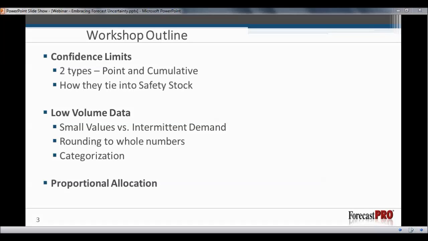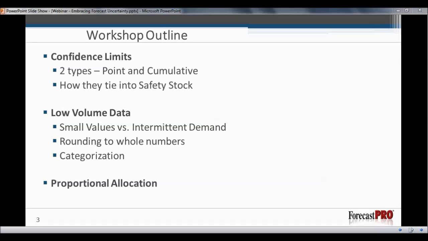And a lot of these items I would need to use my safety stock or my confidence limits to produce. We also showed how we could do either rounding to whole numbers, which especially with low volume data becomes critically important, or we can talk about categorization, where we want to do certain A items versus C items. Do we want to do make to order versus make to stock? And how do we do those kinds of things? And then finally, we talked about proportional allocation.